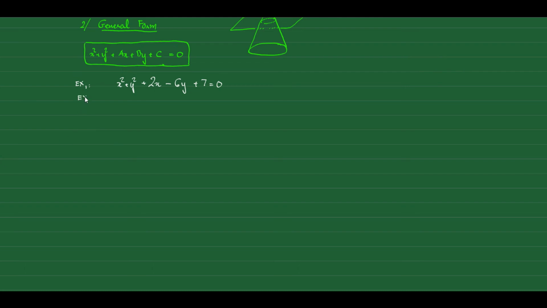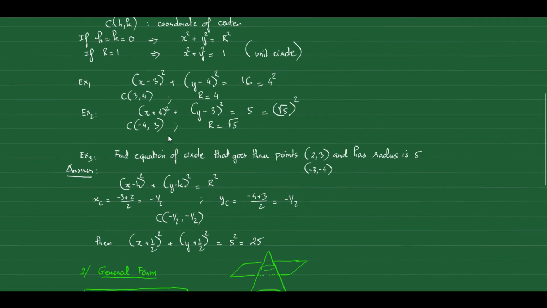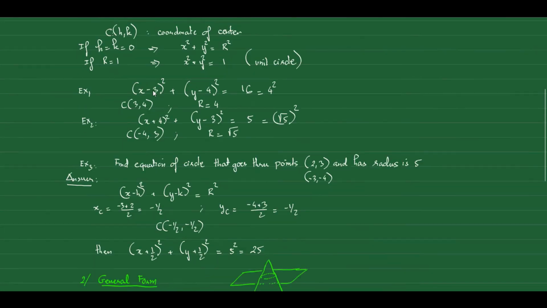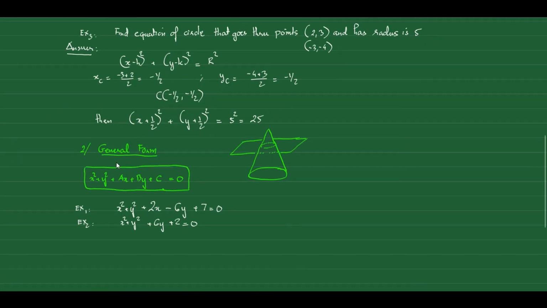Example 2. What if I have x squared plus y squared plus 6y plus 2? This is also the equation of the circle. Okay? Also the equation of the circle. And on the next example, I will show you how to convert between the standard form and the general form.